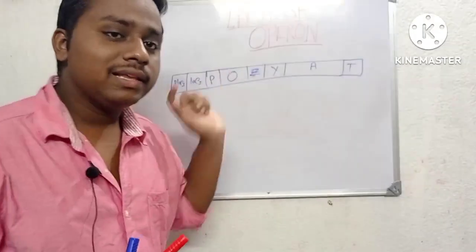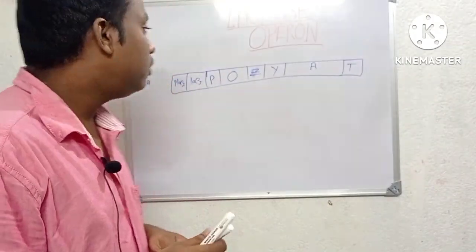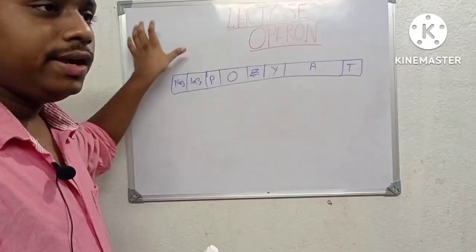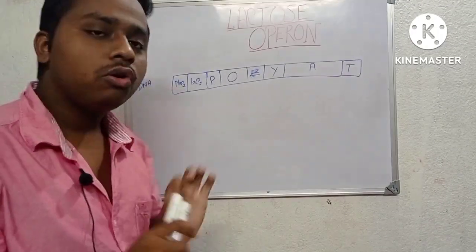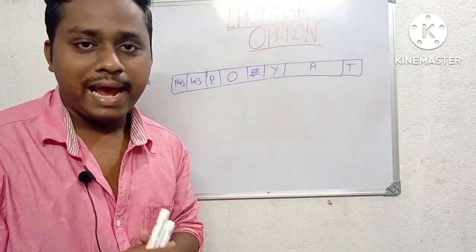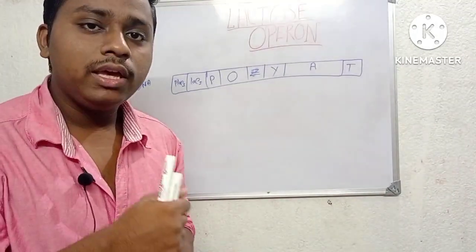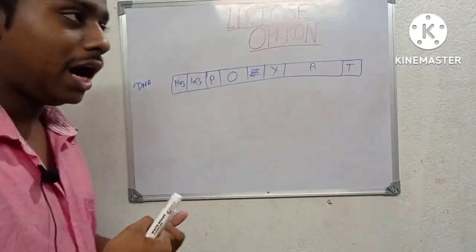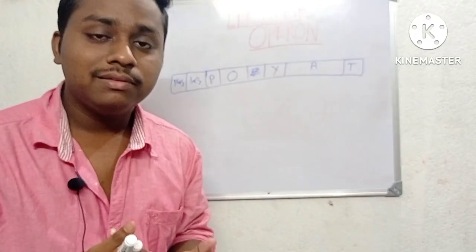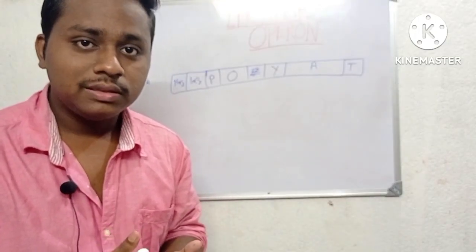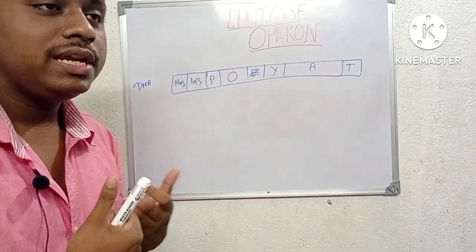But suppose another condition, E. coli is present in a medium in which no glucose is present, only lactose is present. In that situation, how can E. coli produce energy? How can E. coli survive in that environment? The answer is gene expression.